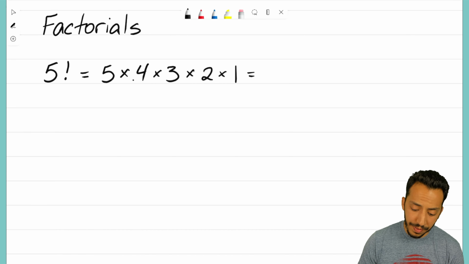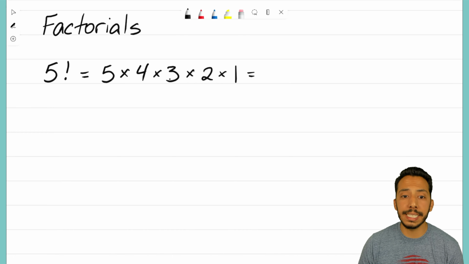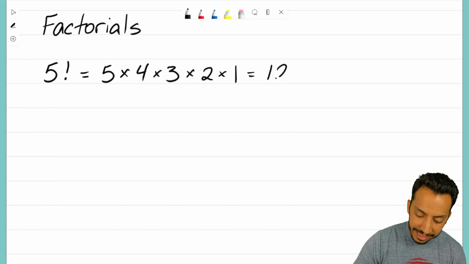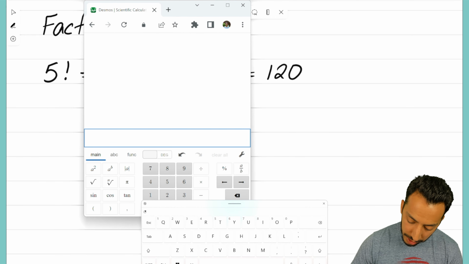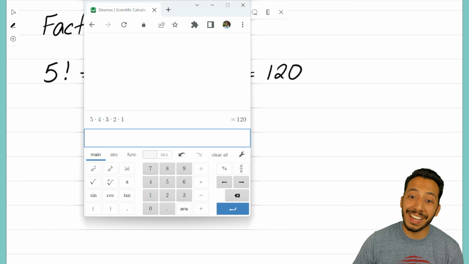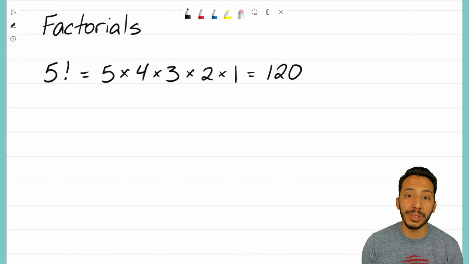Right? Let's think about this. 5 times 4 would give us 20. 20 times 3 is 60. And 60 times 2 is 120. 120 times 1 is going to give us 120. If you don't believe me, let's go ahead and get our calculator out here and see this. 5 times 4 times 3 times 2 times 1, it definitely makes 120. That is what 5 factorial is.